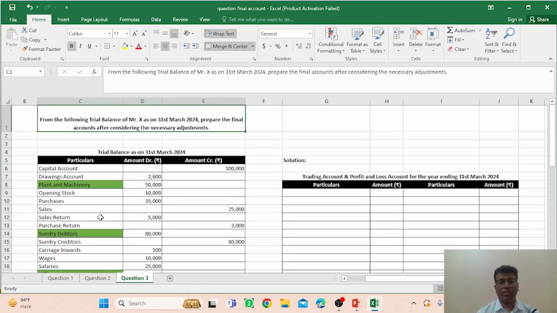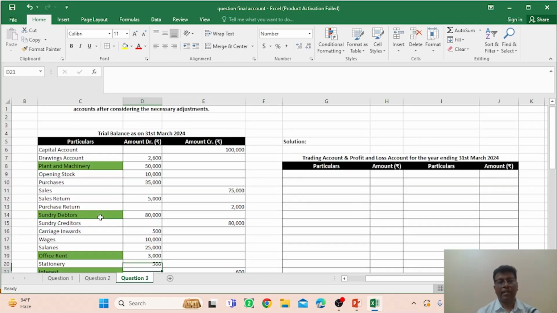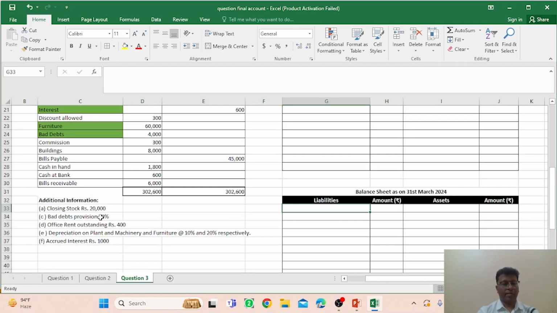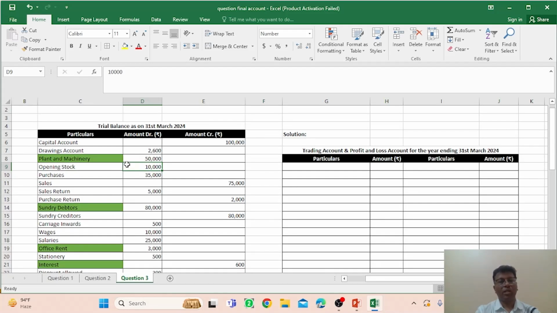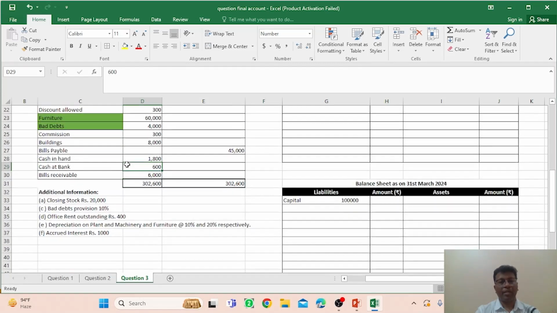Now let's start with the numerical solution. The very first item is capital account rupees 1 lakh. So we have to write rupees 1 lakh capital, right? Rupees 1 lakh. Second item is drawing account, that is 2600. As I told you, it is to be subtracted from capital account, but you have to leave 2 3 lines because there would be loss or profit, then total, then less drawings, right? Drawings account is 2600. It is to be subtracted from the capital account.